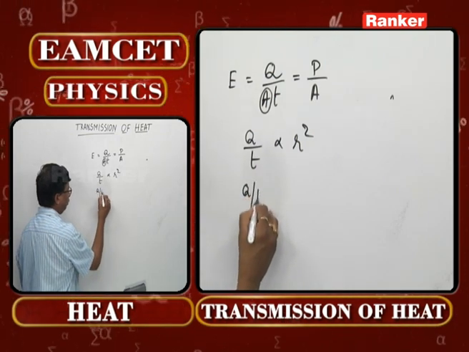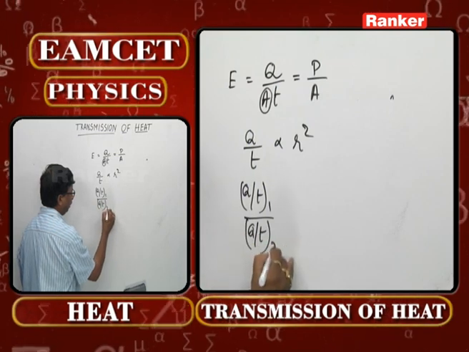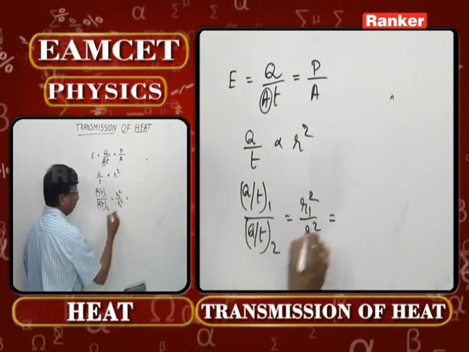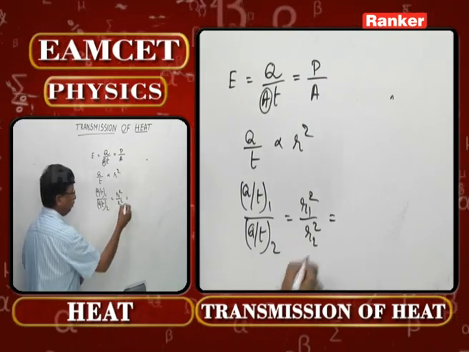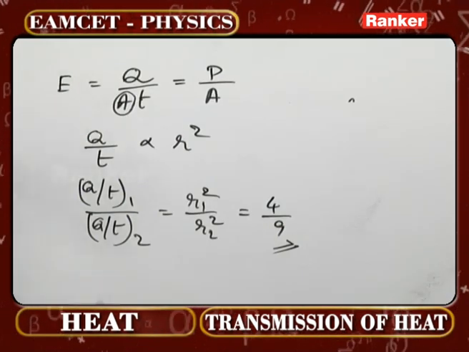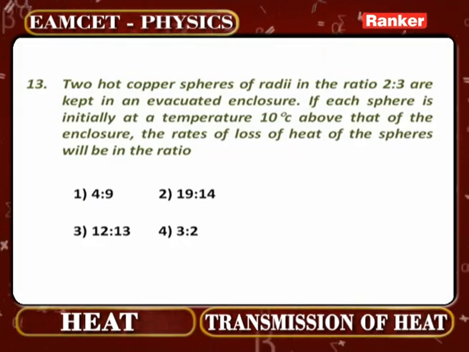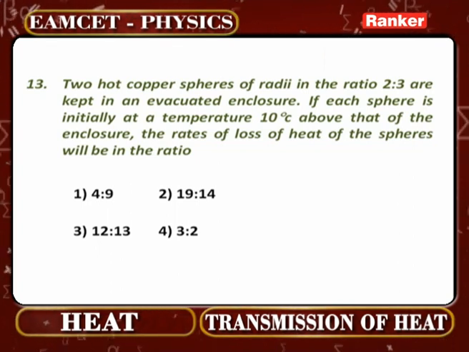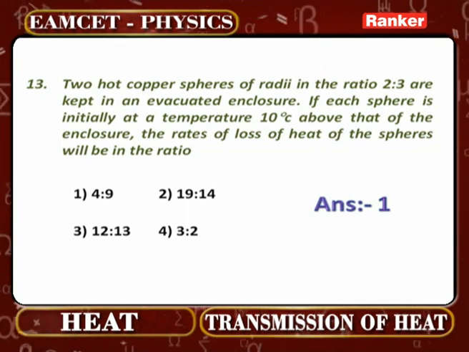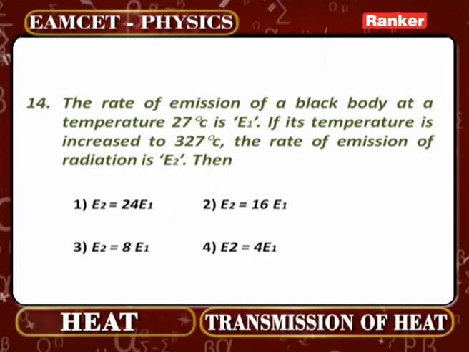Then what will be this ratio? Q by T of the first body by Q by T of the second body must now be equal to R1 square by R2 square. What is R1 R2 ratio given? 2 square 4, 3 square 9. Then automatically what should be the correct option over here, please? 4:9 must be the correct option, which should be the very first option in this particular question number 13. That is the concept. Look at the next one, that is question number 14, please.